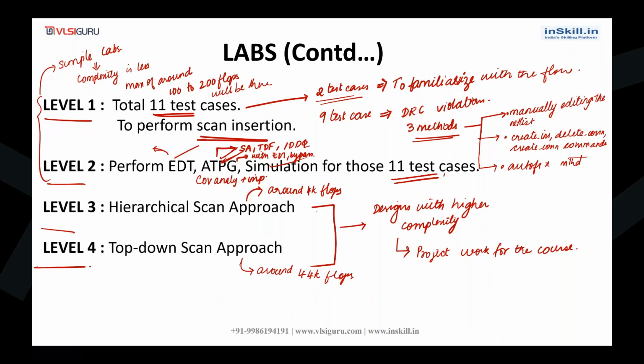For example, we need to do test point insertions. For test point insertion, either you can manually edit the netlist, or you can do it with the help of some Tcl scripts, or there is an automatic flow in Tessent with which you can do the test point insertion. Those things we'll be able to explore when we do the ATPG topic.